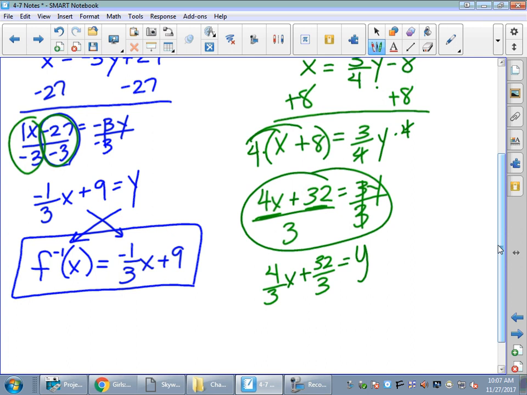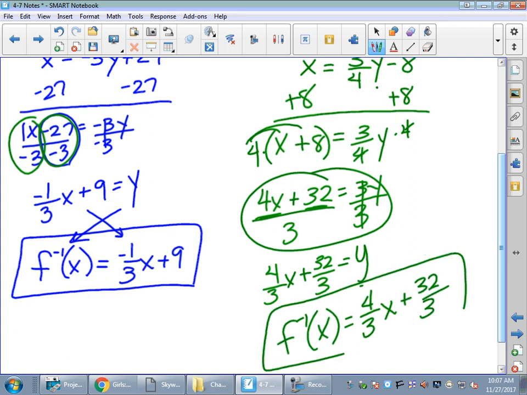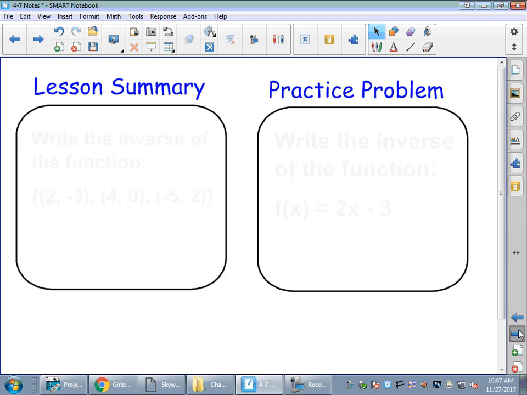And then in the end, we just got to get rid of that y. F -1, the inverse f of x is equal to 4/3 x plus 32/3. And there's our inverse function. If we were to graph our inverse and the original function on the coordinate plane, they should be symmetrical along that 45 identity function.